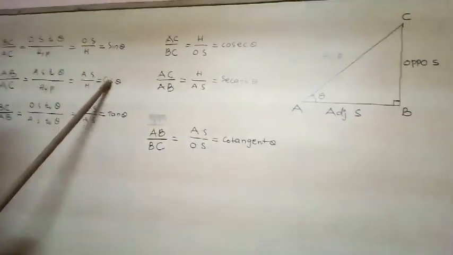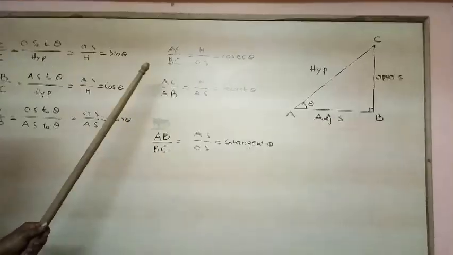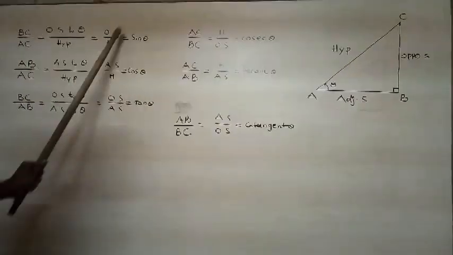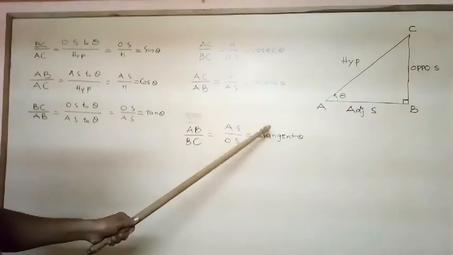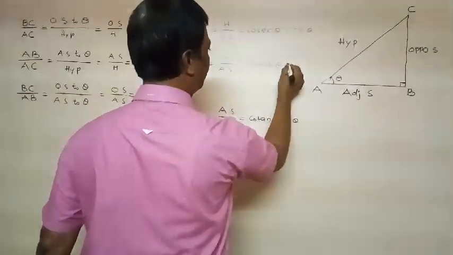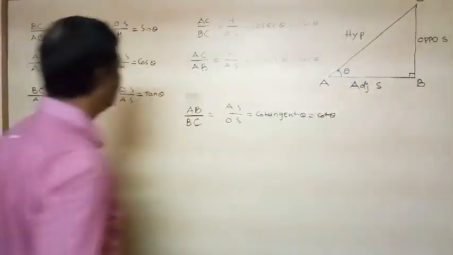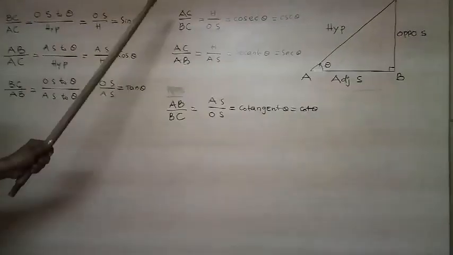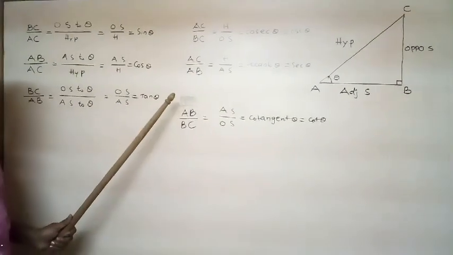Here the multiplicative inverses of these 3 ratios are known as cosec, sec, cot. Simply we can write cosec theta, sec theta, cot theta. Here these 3 and these 3, totally 6 ratios, are known as trigonometric ratios. These are called definitions of trigonometric ratios.